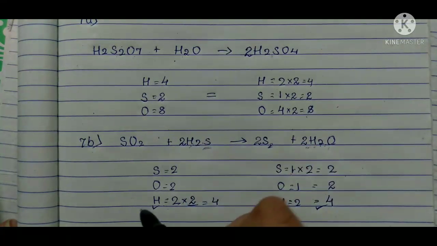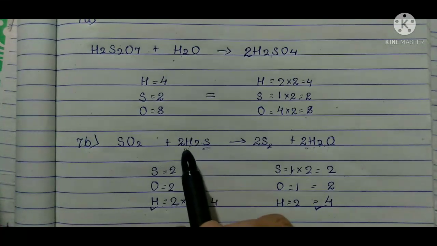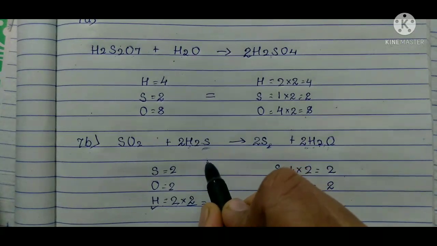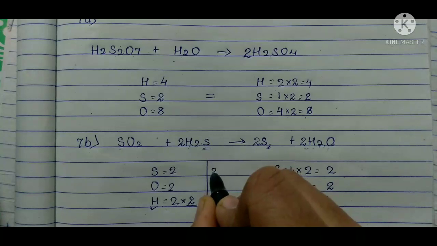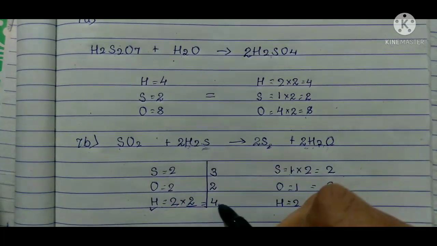Now come to sulfur. So in this way, one after the other, you have to go stepwise. Now sulfur is unbalanced. How many sulfur? Here 2 sulfur and here 1 sulfur. So I'll write all the numbers here. So how many sulfur do I have? 3 sulfur. How many oxygen? 2 oxygen. How many hydrogen?